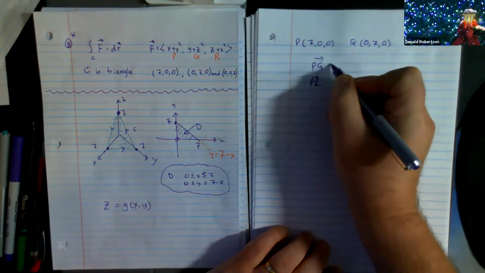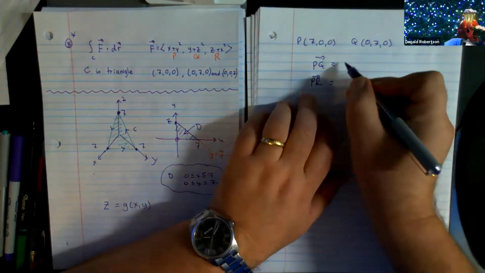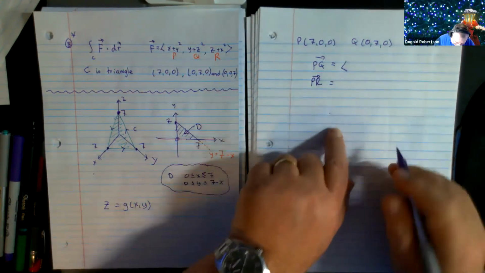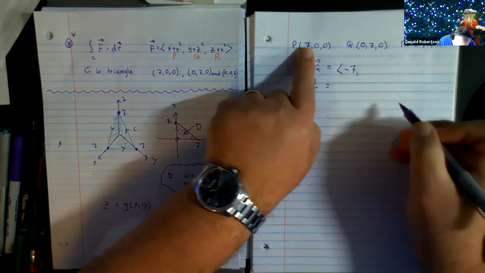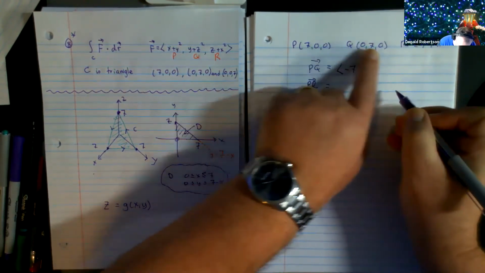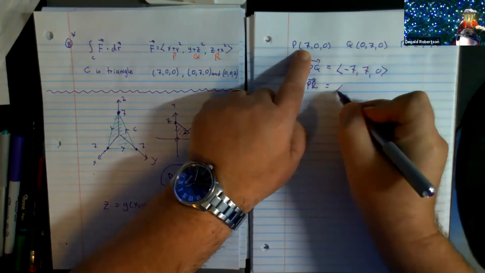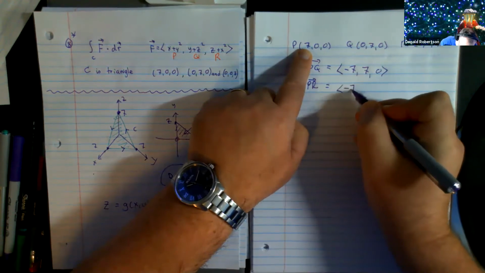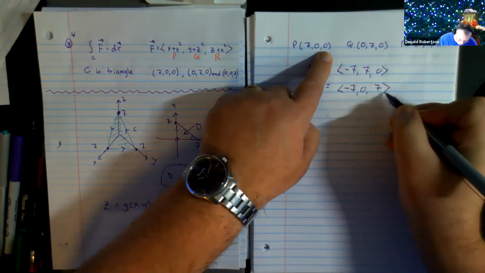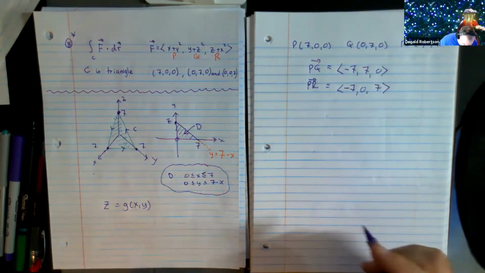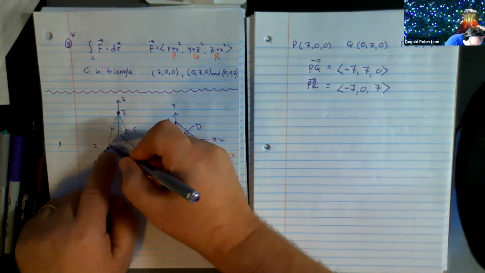So this is quite time consuming, but it's not difficult, right? The numbers are really nice. So I'm just going to do the second take away the first, 0 take away that guy, -7, 7 take away that guy, and 0 take away 0. So that's the first one. And to do PR, it's going to be 0 take away 7, 0 take away 0, and 7 take away 0. It's going to be that guy. So that's pretty much like me doing that guy and that guy.